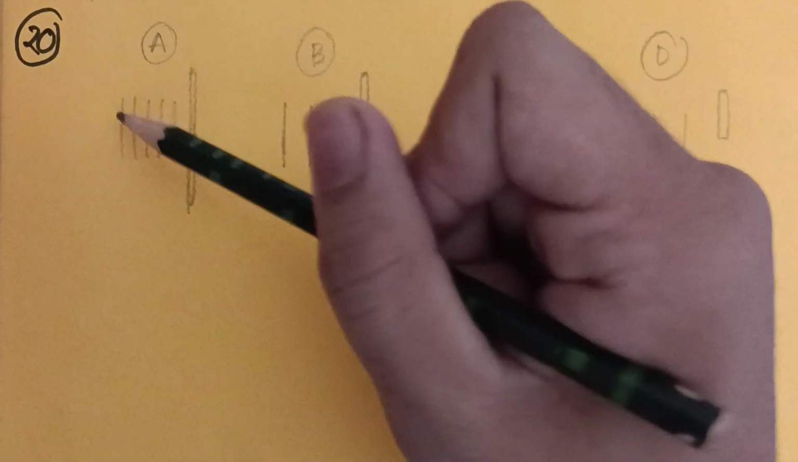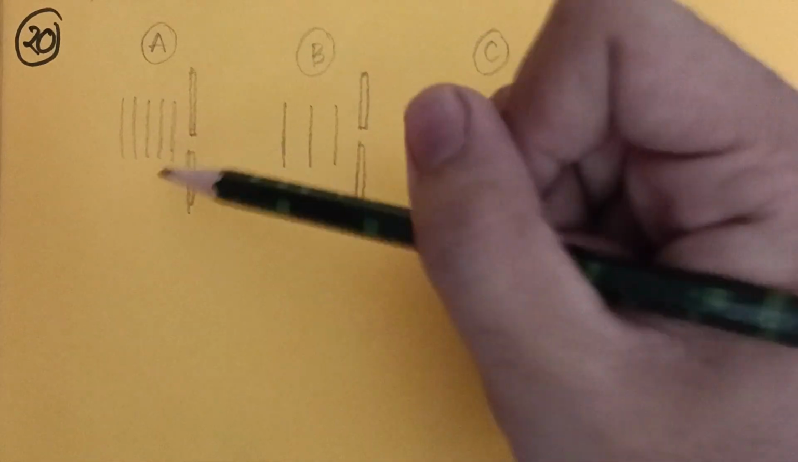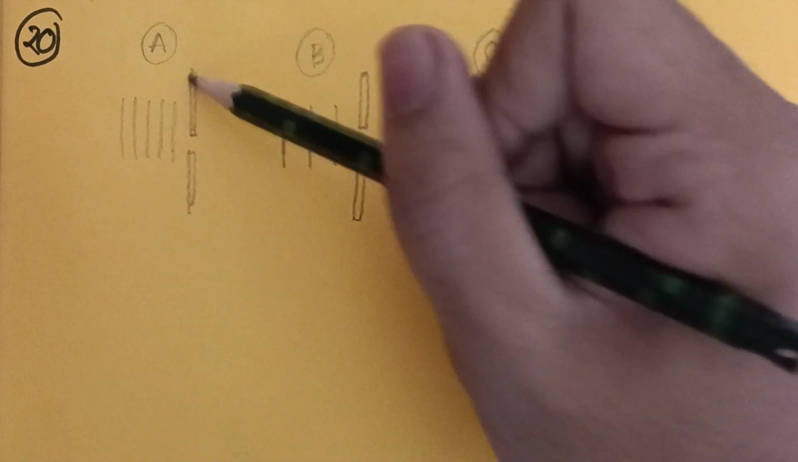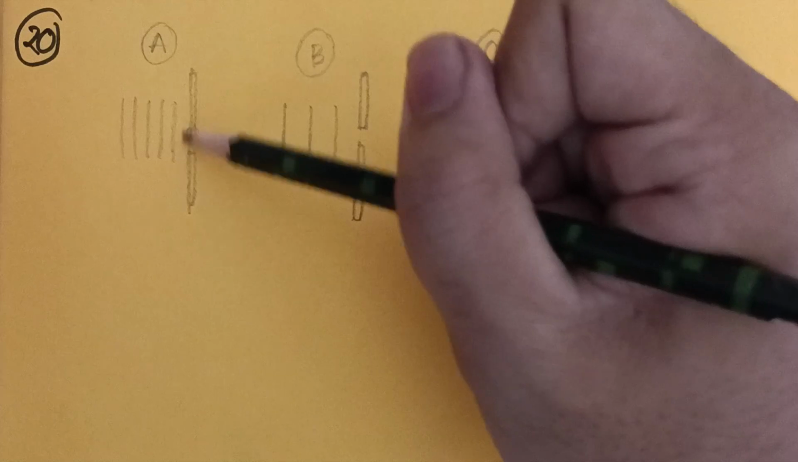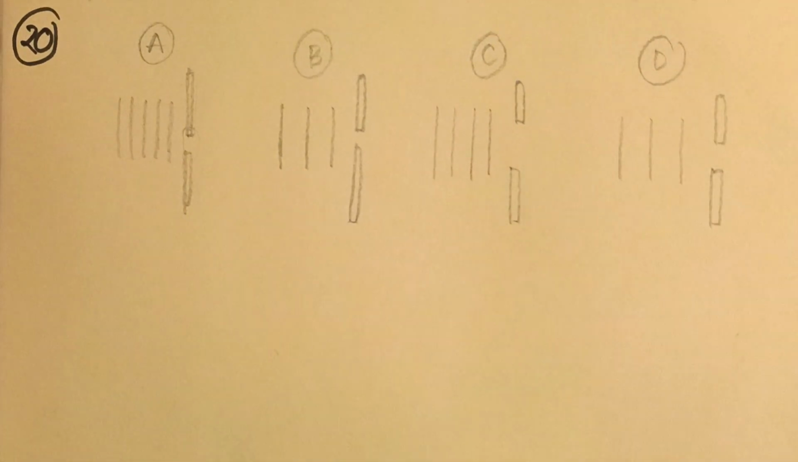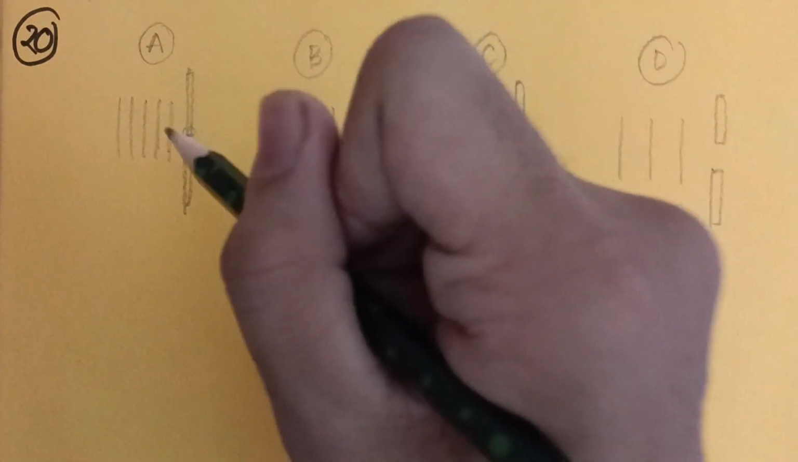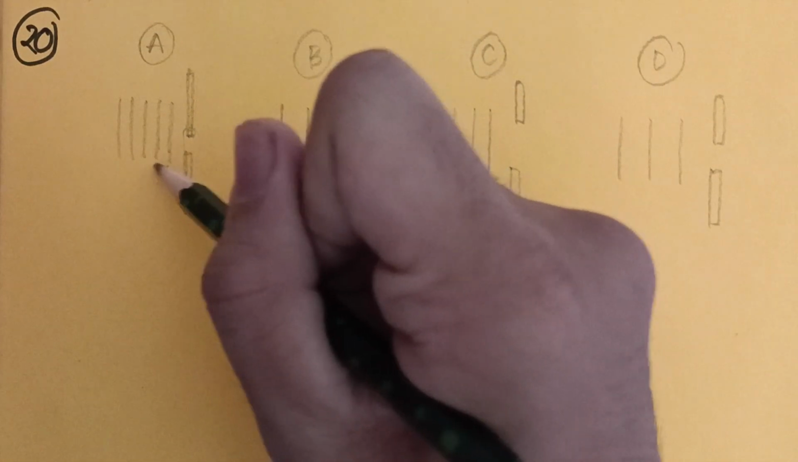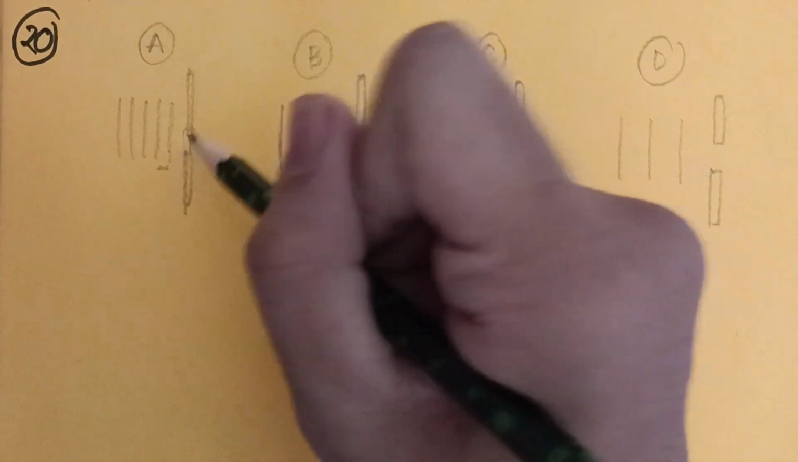Question 20. We have four options. These over here are wave fronts of water waves, and these are the barriers that have small gaps in between them. We have been asked in which of the options will diffraction of water be the lowest. Okay, let's start drawing.